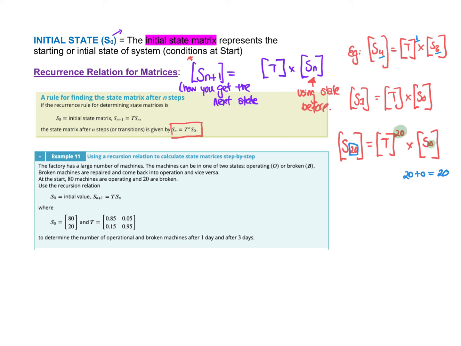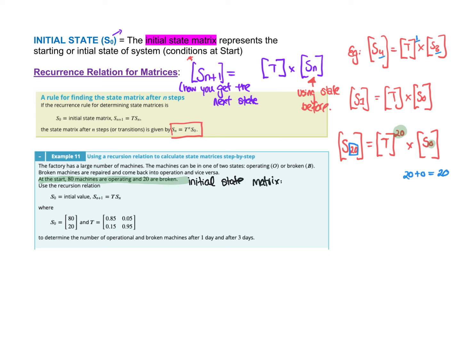All right, let's give it a go with this example down here. The factory has a large number of machines. The machines can be in one of two states, the operating or the broken. And at the start, 80 machines are operating and 20 are broken. So you can see that is giving you the initial state matrix when they tell you that.